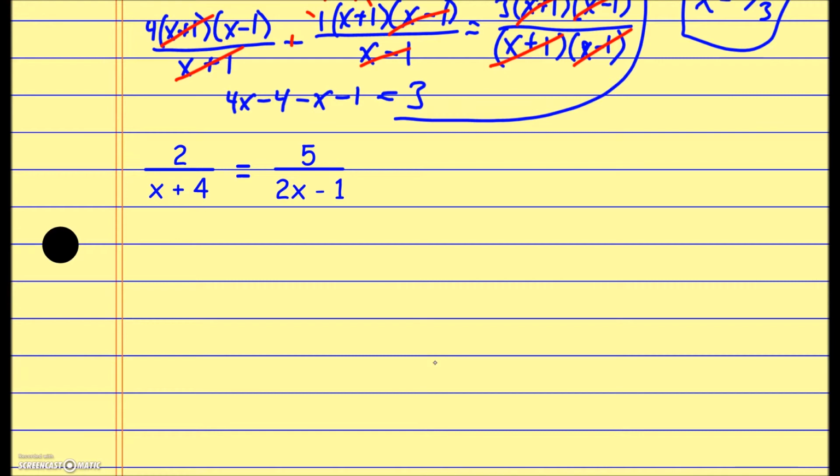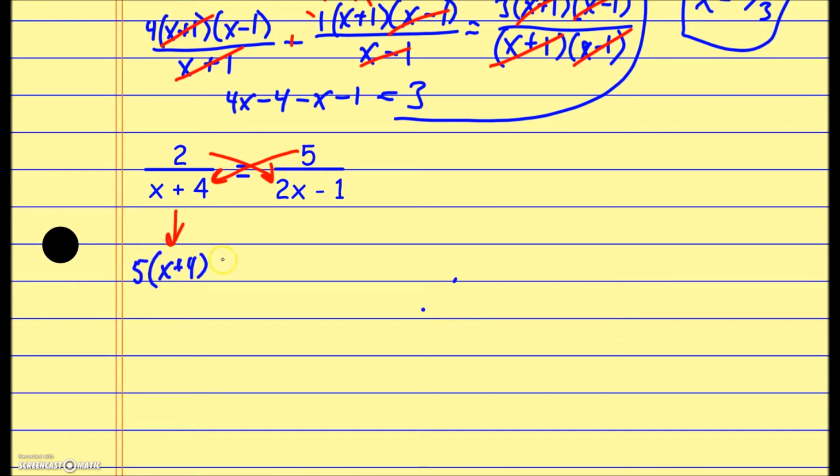This is the one situation where we can cross multiply, where I take a numerator times the other denominator and the other numerator times the other denominator. It's when I have two fractions set equal to each other and just a single fraction on each side, and that's what I have here. So here I'm going to cross multiply. I'm going to take the 2 times the 2x minus 1, and the 5 times the x plus 4. For the 5 times the x plus 4, it's my distributive property, 5 times x plus 4.